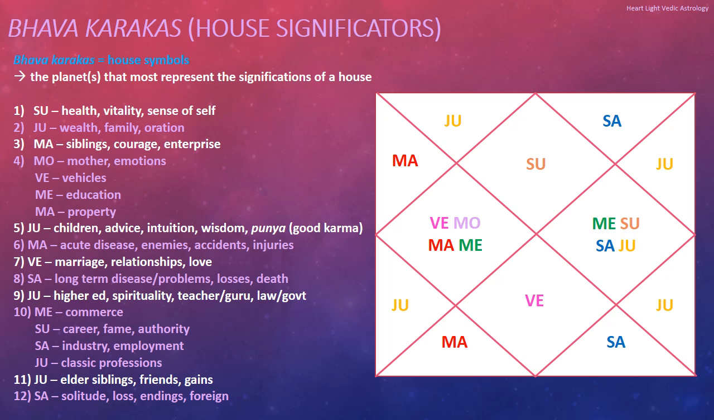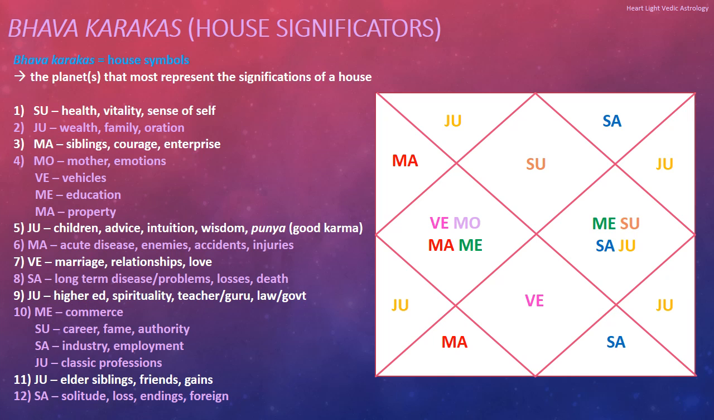Saturn is the planet representing that stuff, and so is the eighth house. Okay. So that's why Saturn is the Bhava Karaka for the 8th house. Then the 9th house, we have Jupiter again. Why is Jupiter in that? The Bhava Karaka for the 9th house, Jupiter represents things like higher education, spirituality, teacher, guru, law, and government. Those are all things that the 9th house represents.